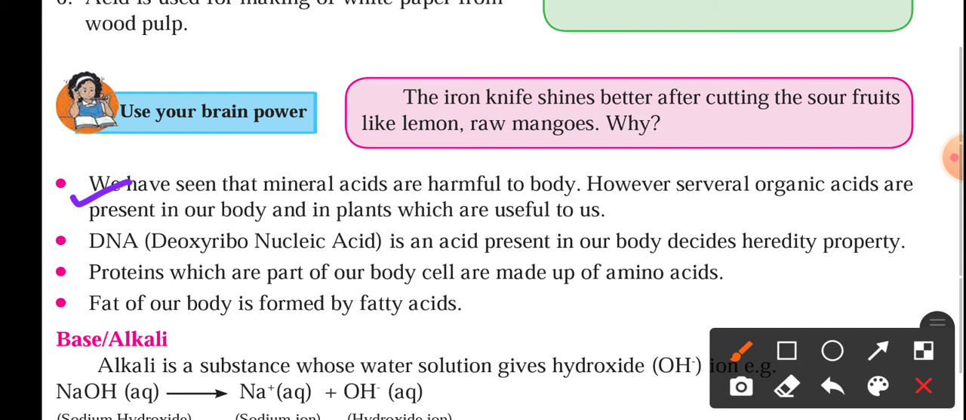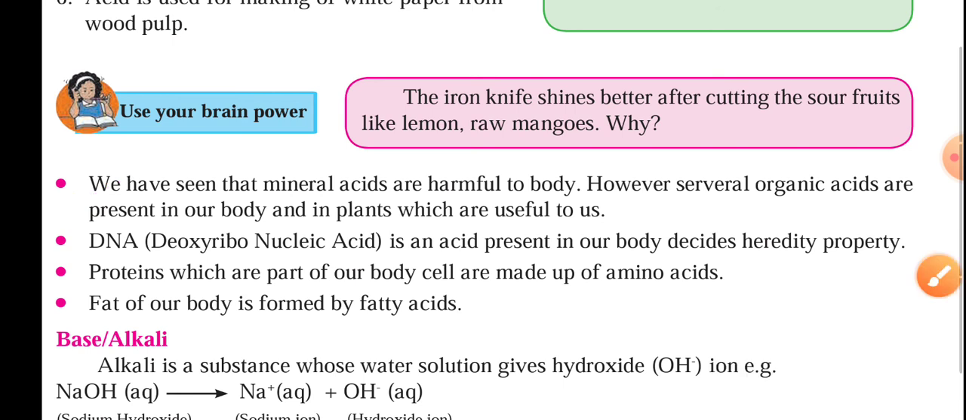However, several organic acids are present in our body and in plants which are useful to us. DNA, that is deoxyribonucleic acid, is an acid present in our body besides the heredity property. DNA we have already studied. Proteins which are part of our body cells are made up of amino acids. Fat of our body is formed by fatty acids. So this is all about the acids we have under this particular chapter. In a coming video we are going to talk about the base or the alkali.